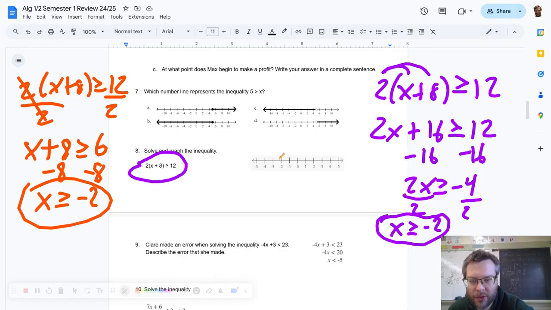Either way, you want to fill in your dot, because it says greater than or equal to, and you want to shade in the number line that's bigger, because you want to color in all the numbers that are bigger than or equal to -2.